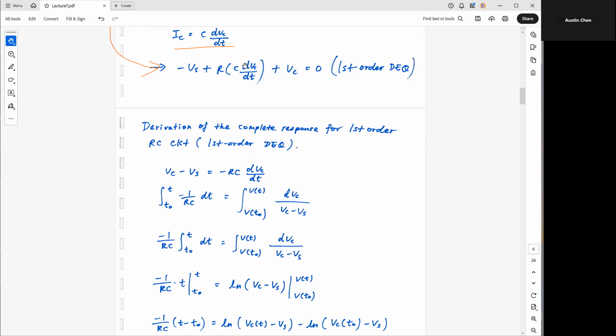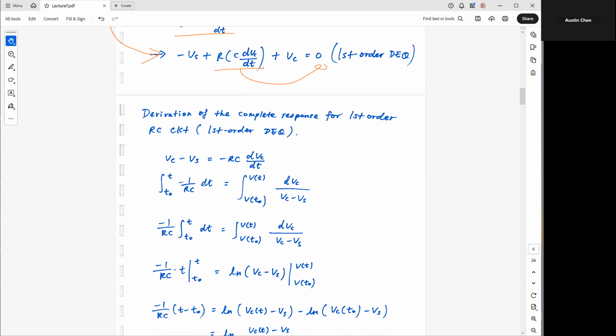All right, so from here what I'm going to do is move some terms around a little bit. I'm just going to take this term and move it to the other side. So on the left of the equal sign, I have VC minus VS. On the right side of the equal sign, I have minus RC times dVC over dt. Move it to the other side, I have a negative sign here.